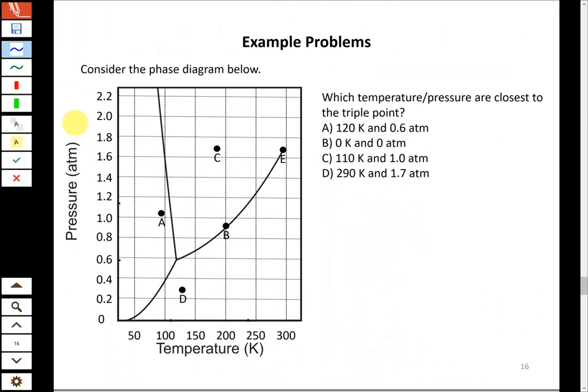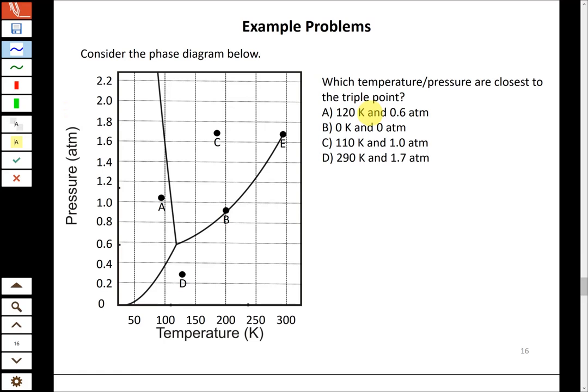So here's a multiple choice question. Which temperature and pressure are closest to the triple point? In this case, it helps to label them, but you don't really need to for this problem. Because the triple point, again, is the point at which all 3 of these lines intersect each other. So that's going to be that point there. So it wants to know what temperature and pressure. The triple point is a single point on the diagram where all 3 intersect, and it's going to be designated by a specific temperature and pressure.